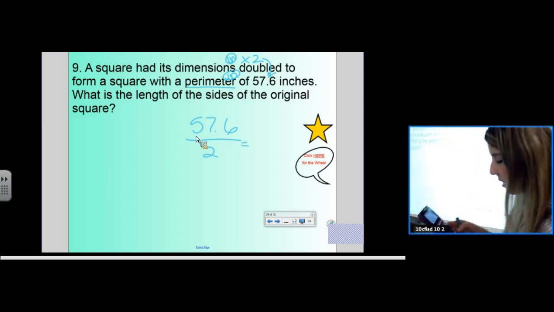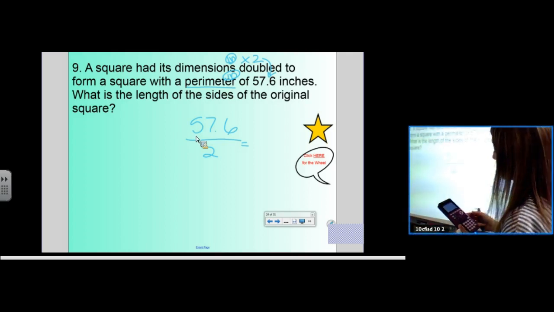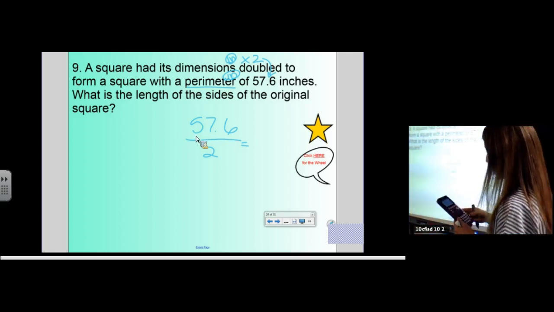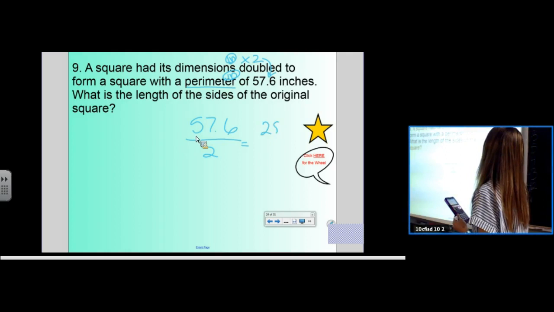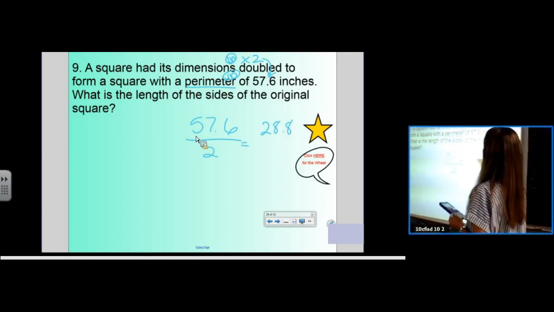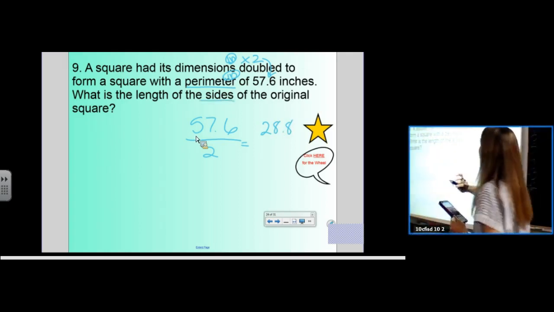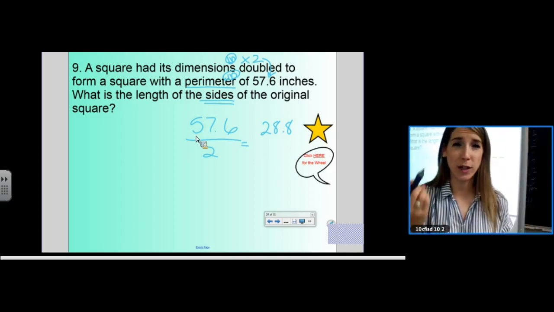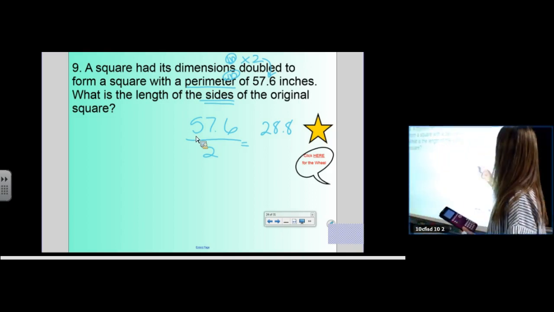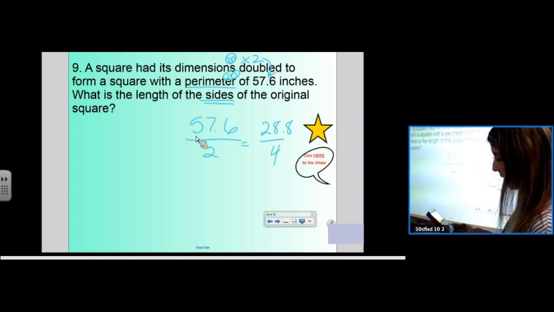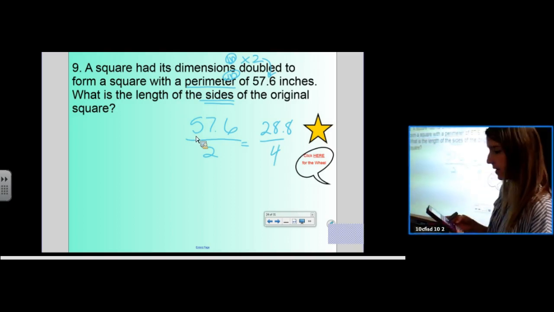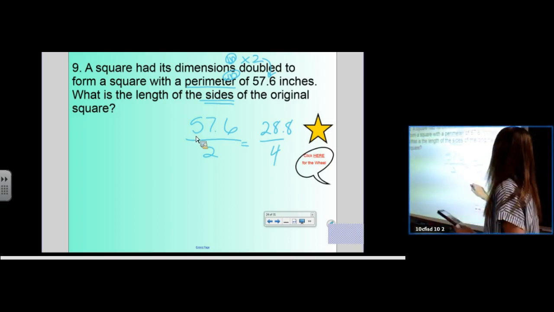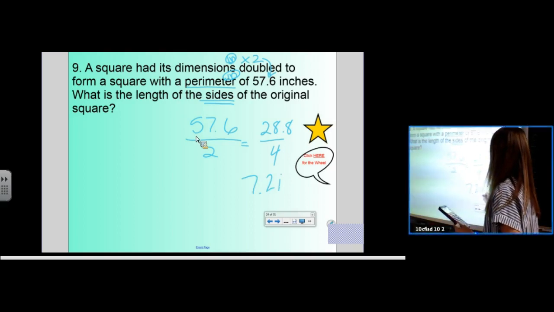So the perimeter of the original square is 28.8. But it's not asking for the perimeter, it wants a side, and we know a square has 4 congruent sides, so we can split this into 4 equal parts, and that's where we get 7.2 inches.